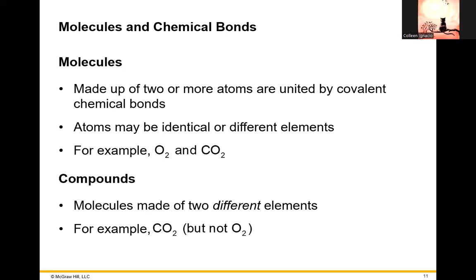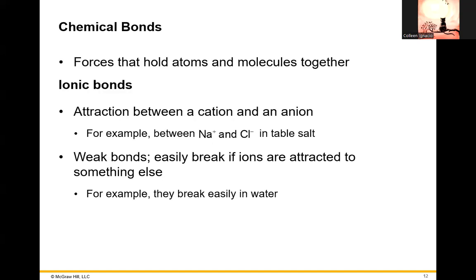Another example of a molecule is CO2. That's one carbon for every two oxygen. Now, a compound is a molecule that is made up of two different elements. Okay, so a compound could be CO2 because it's made up of carbon and oxygen. But O2 is not considered a compound, it is only a molecule because it is only made up of the element of oxygen.